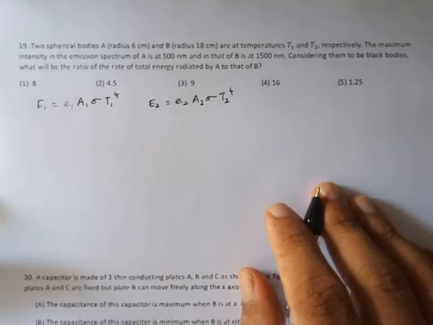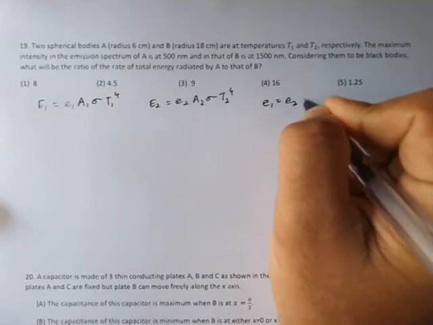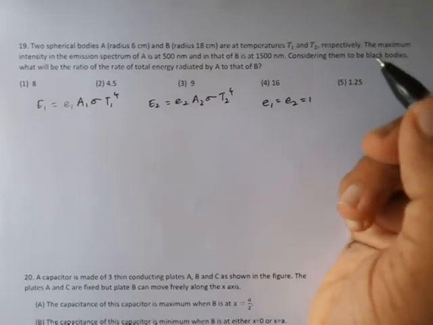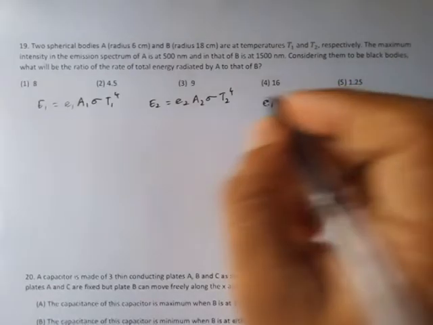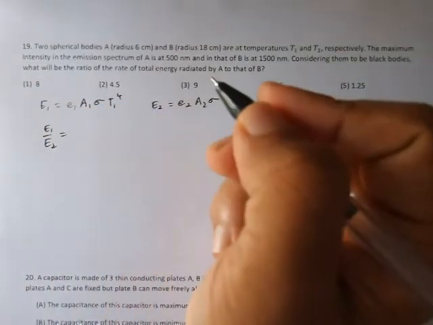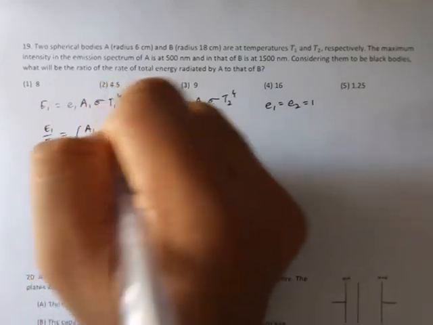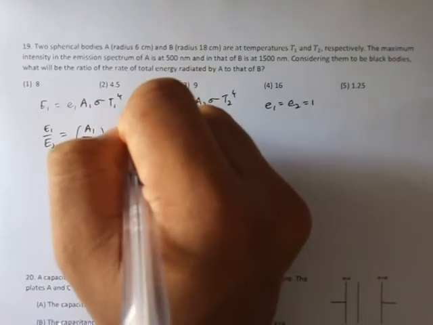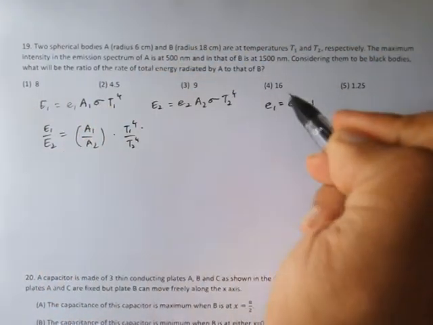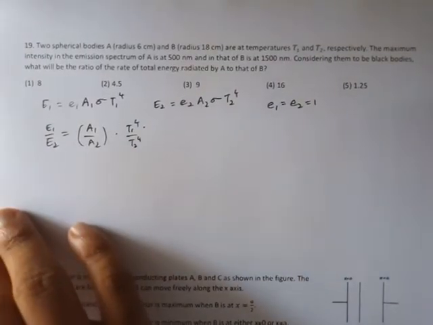It says considering them to be black bodies, therefore I can write e1 is equal to e2 is equal to 1. Emissivity is 1 because they are considered to be black bodies. So we want the ratio E1 over E2. This is what we want to find, so I will get A1 over A2 times T1 power 4 over T2 power 4. Sigma cancels off, where it's a constant, the Stefan constant.